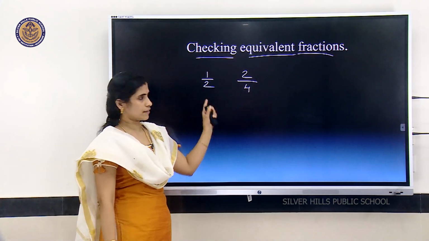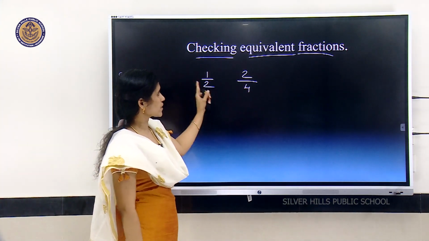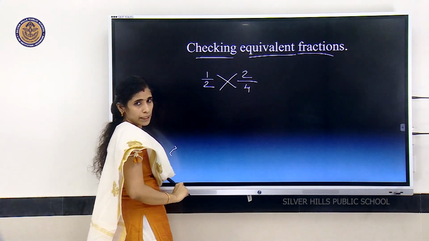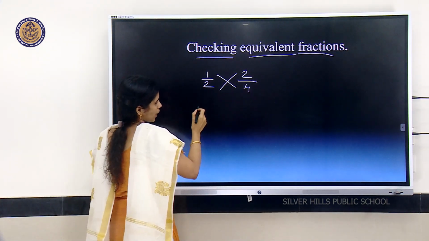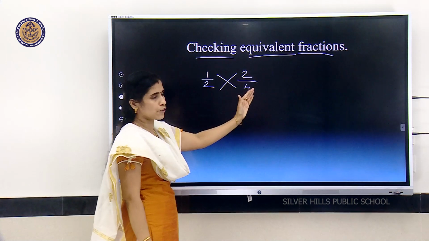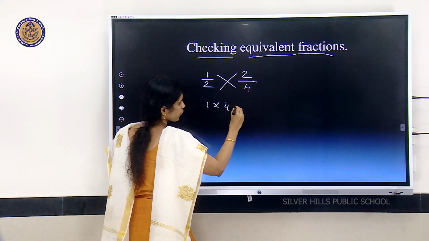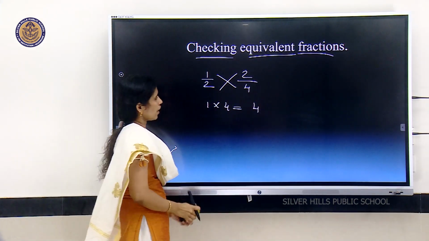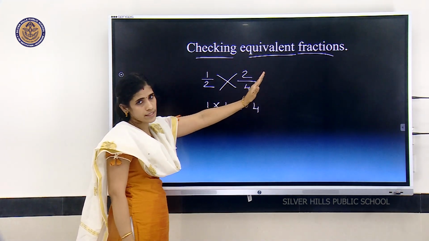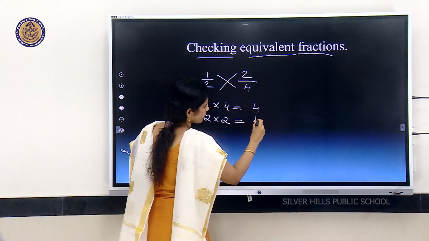We already learned this 1 by 2 and 2 by 4 are one example for equivalent fraction. For checking of equivalent fraction, first we cross multiply these two fractions. That means we multiply the numerator of the first one and the denominator of the second one. That is 1 into 4 is equal to 4. And the denominator of the first one and the numerator of the second one. That is 2 into 2 is equal to 4.